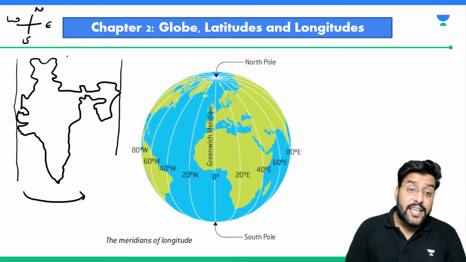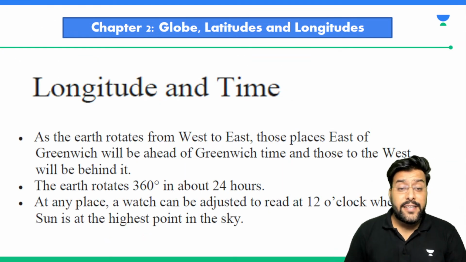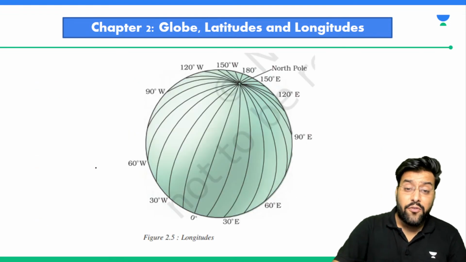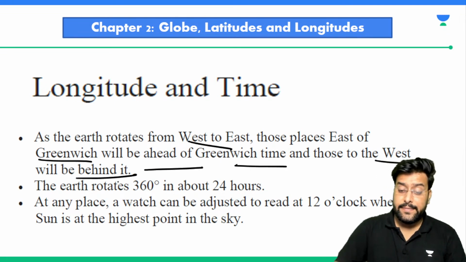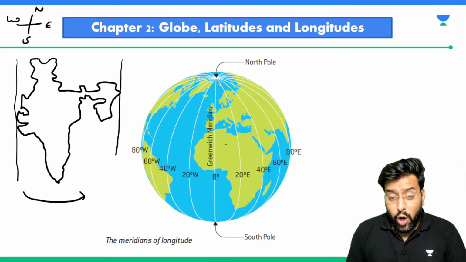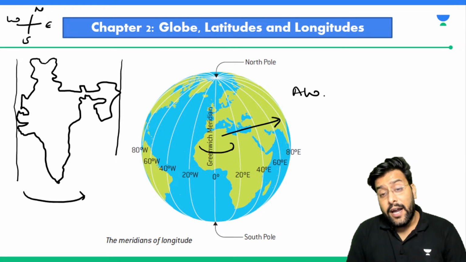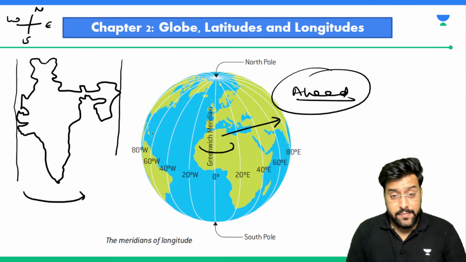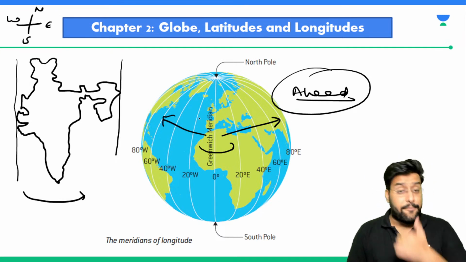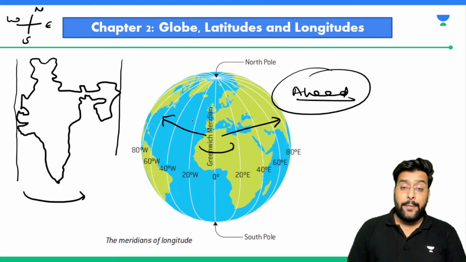This will help us understand the concept of Indian Standard Time. So what was happening? The earth was rotating from west to east, and the areas which were lying east of Greenwich will be ahead of Greenwich Mean Time, and those to the west will be behind it. So earth was going like this, so these areas will always be ahead of time from Greenwich, and India also lies somewhere here, and the areas which lie towards the west, behind the Greenwich Mean Time, will be behind in time also.